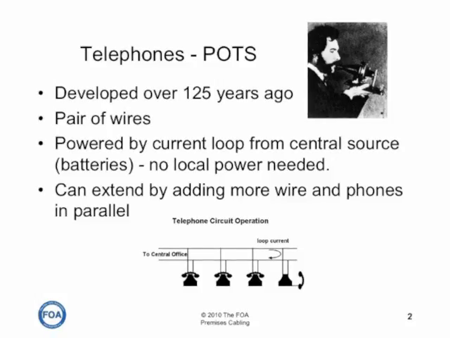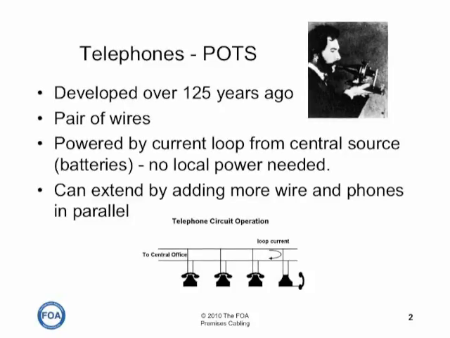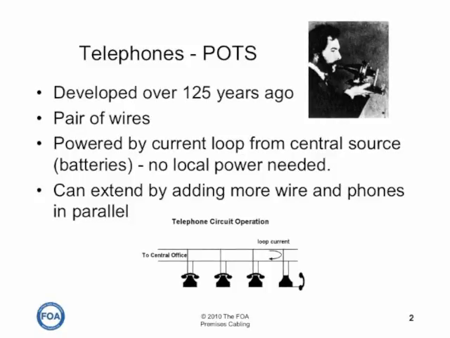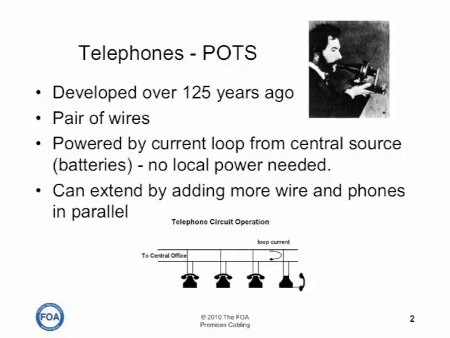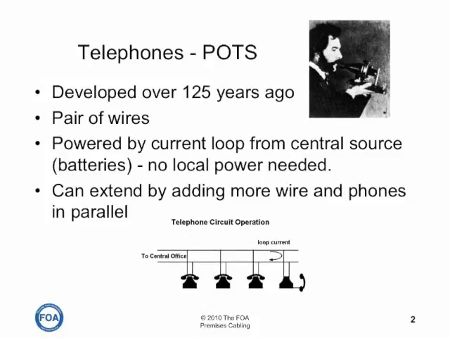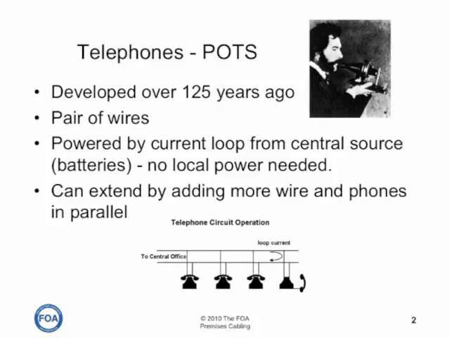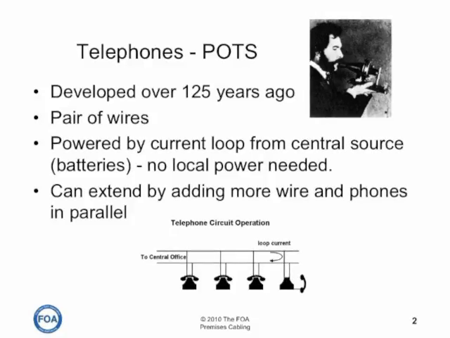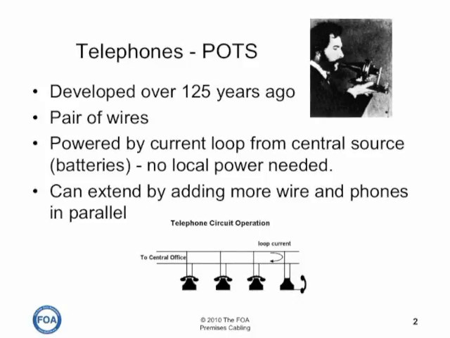The first applications for premises cabling were for telephones and what we normally call POTS, or plain old telephone service, a system that was basically developed by Alexander Graham Bell over 125 years ago. It uses a pair of wires and it's powered by a current loop from a central source, so no local power at the telephone itself is needed. The nice thing about POTS service is you can extend the system as far as you want, up to the limits of the losses on the cable, by simply adding more wire and phones in parallel.